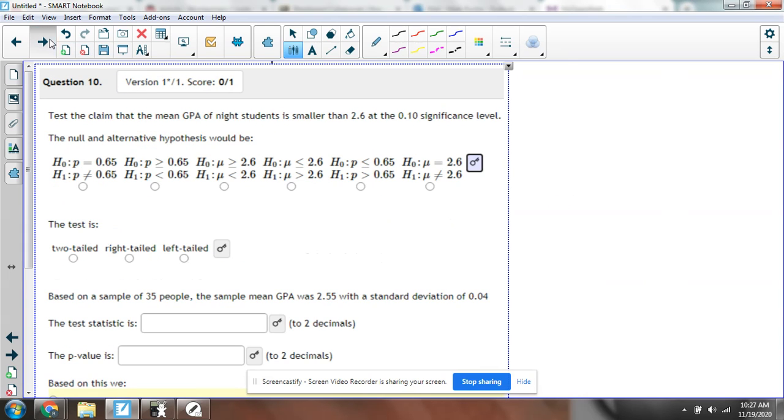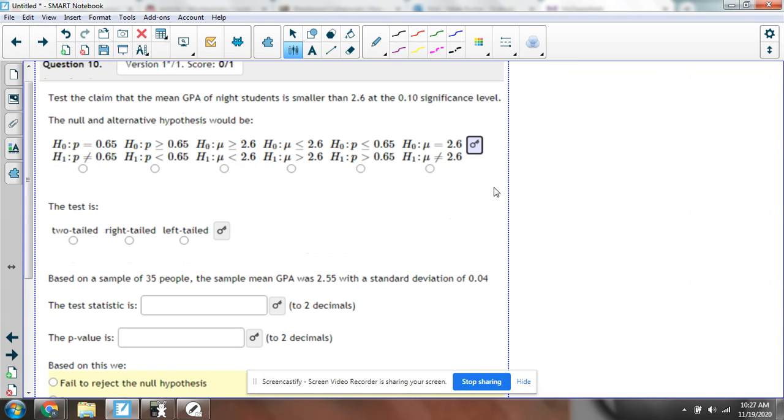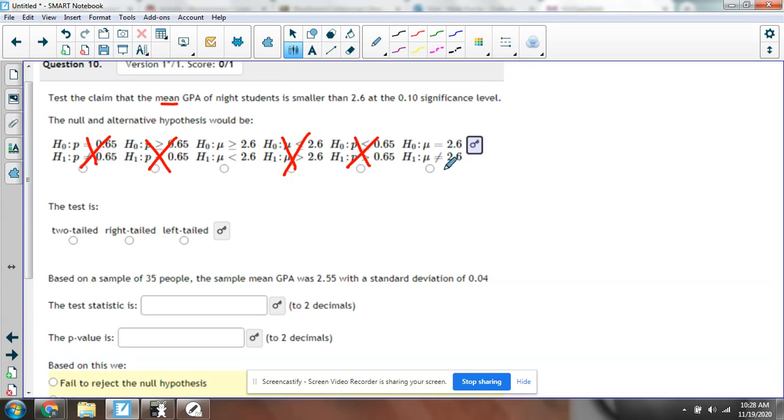And number 10, let's see here. Okay, 2 more. Number 10: test the claim that the mean GPA of students is smaller than 2.6. We're talking about means, so anything you see with a P, that's proportions. We're looking for smaller than 2.6. This is greater than 2.6, not that. Not equal to 2.6, not that. So our answer is going to be this one. We're trying to show something is less than something, so that's going to be left-tailed.